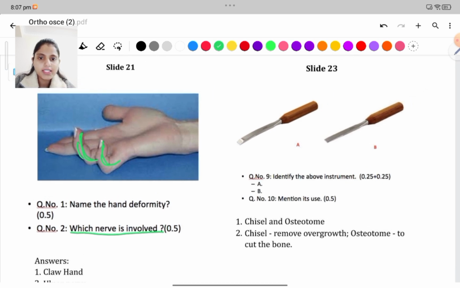Identify the above instrument. This is the chisel and this is the osteotome. Chisel is used to cut the extra bone, so remove the overgrowth. And osteotome is used to cut the bone.